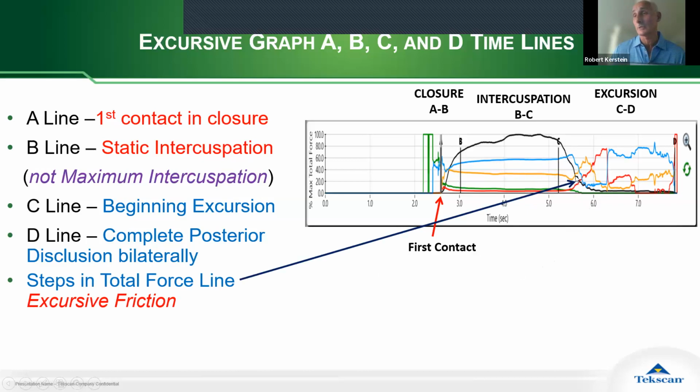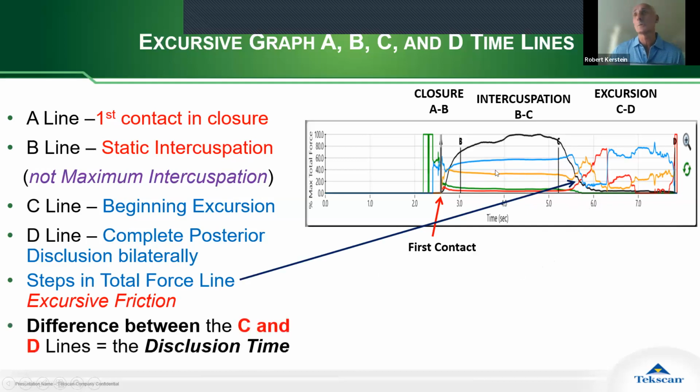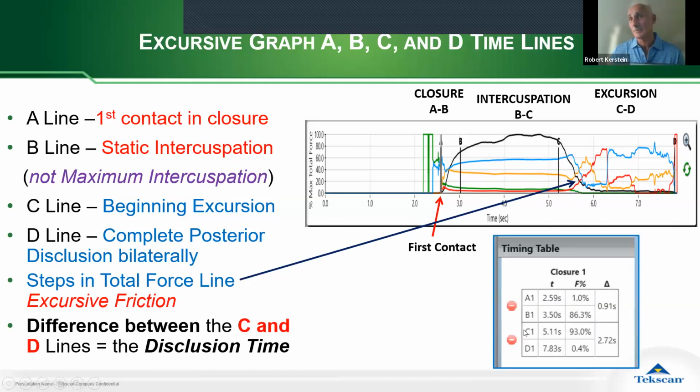It's what causes wear, abfractions. It also causes tooth mobility. It sands away tooth structure. It raises muscle activity. And the difference between the C and D lines indicates the disclusion time, which in this case is very long. The timing table, again, will reflect A1, B1. That's the closure time. But again, it's not correct in this graph. I'm going to show you that in a second.